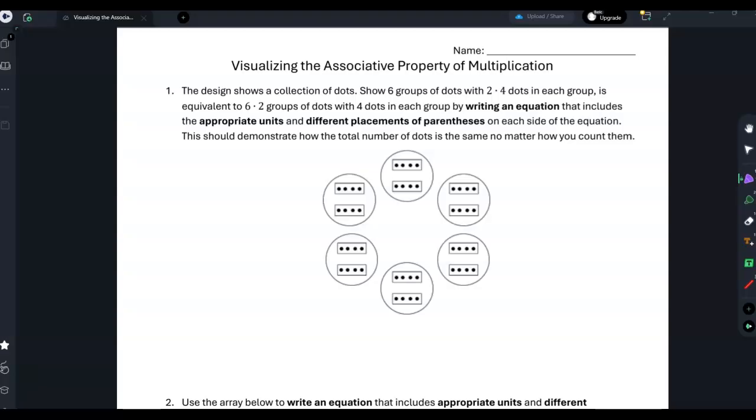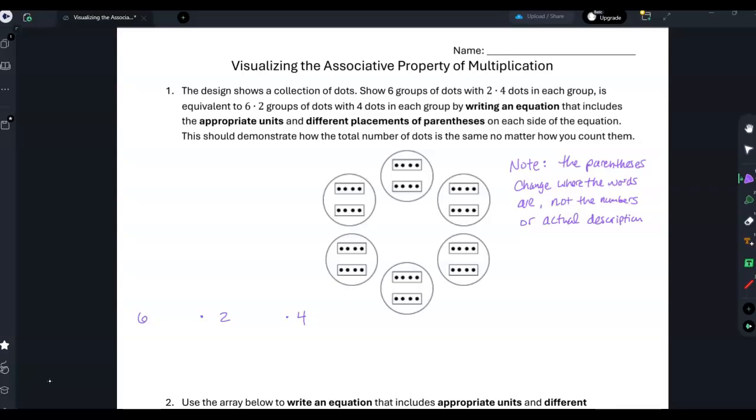So remember that the parentheses are going to change where the words are, and it's not going to actually change the numbers or the actual description, right? So if we look at this first one, it's talking about 6 groups of dots with 2 times 4 dots in each group, right? So I think based on that, we're going to do 6 times 2 times 4. And I just need to decide what my units are going to be and where my parentheses are going to go.